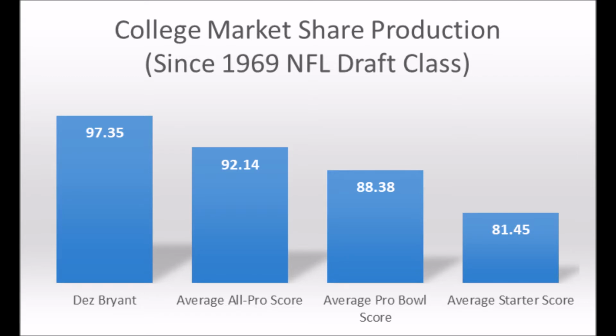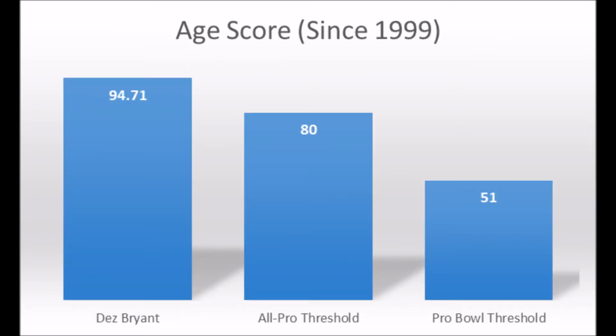When you get to his age score, he had a 94.74 age score, which since the 1999 NFL draft class, 100% of multiple All-Pro wide receivers were at least 80 or higher in terms of their age, with 51 as the Pro Bowl threshold. And again, the age score essentially takes the age of a prospect and then percentile scores it based on youngest to oldest. So the higher you score, the younger you are. Dez Bryant was a very young player coming out, with a pretty high chance of being a prodigy, if that makes any sense.